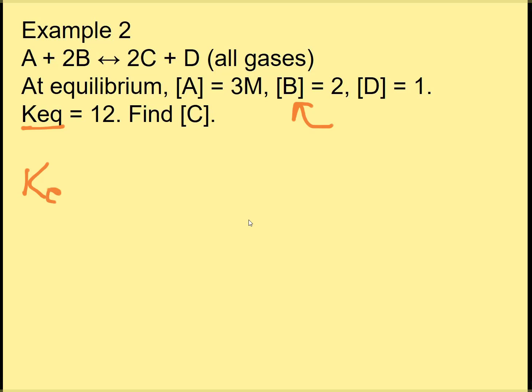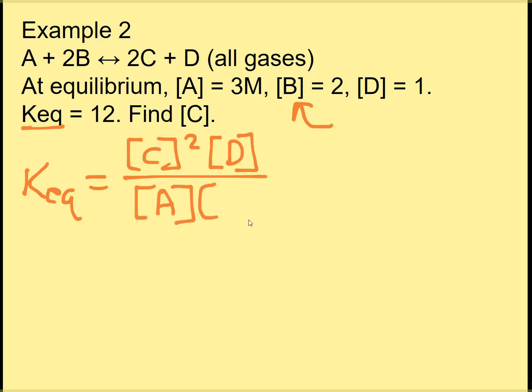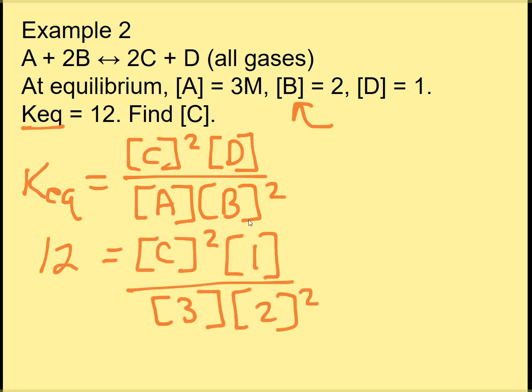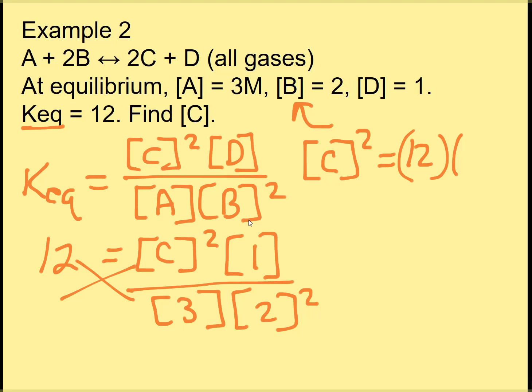All right, so we have Keq, and again, products over reactants. So we're going to multiply those two together. And then our reactants, again, multiply these. And then let's plug in what we know. So I'm going to cross multiply. And so I'm going to end up getting c squared on this side times 1 will just be c squared. And then on this other side, I'll get 12 times 3 times 2 squared, which would be 4.